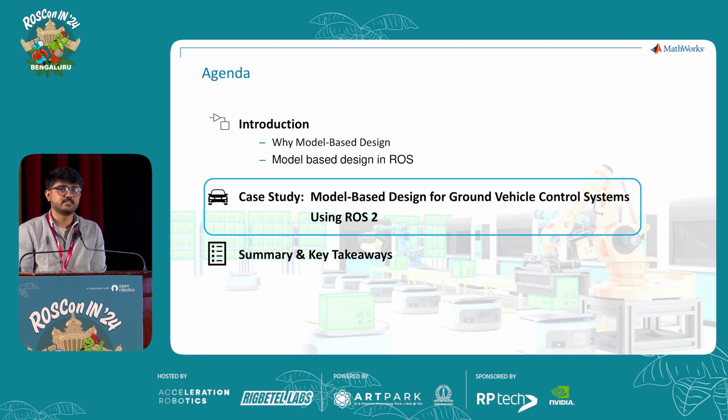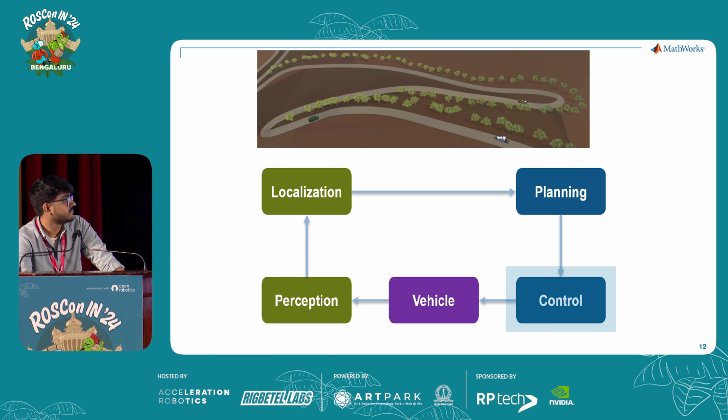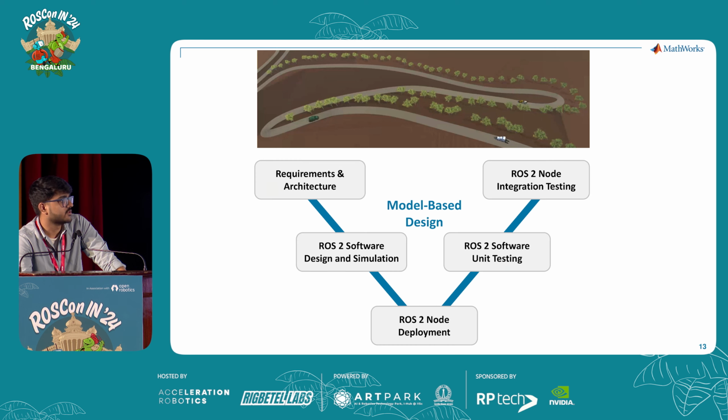Now let's move to the case study, where we'll deeply study how you can do model-based designing for a ground vehicle control system. So here are typical components of an autonomous system that consists of many nodes. For this particular case study, we'll just focus on the controller node.